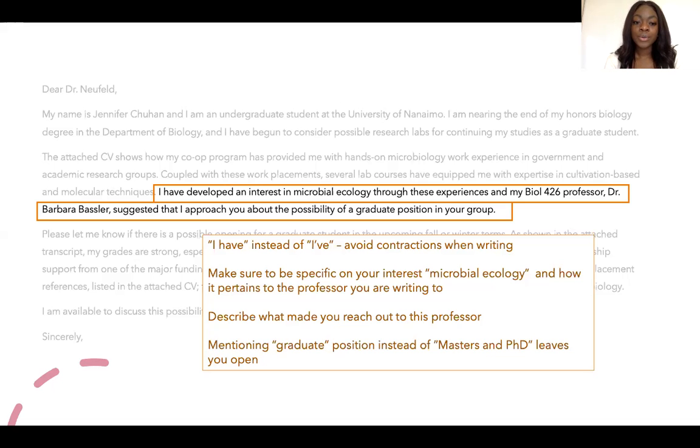And also, as you can see, she mentioned the possibility of a graduate position. She didn't specifically say a master's or a PhD. This is good because it leaves it open, so that even if you're just going into a master's, you're still open to a PhD.